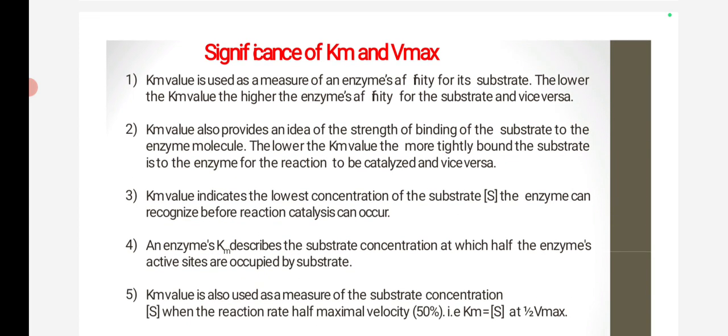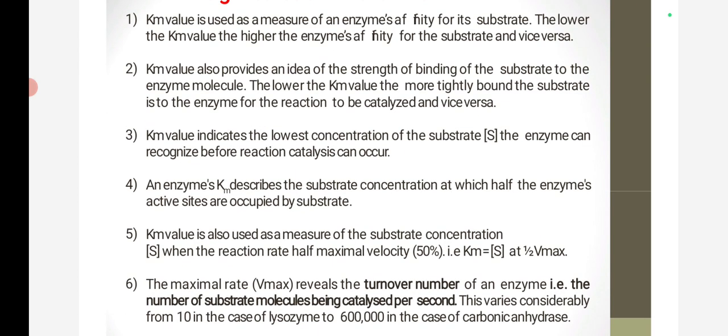Next, move on to the significance of Km and Vmax. The Km value is used as a measure of an enzyme's affinity for its substrate. The lower the Km value, the higher the enzyme's affinity for the substrate, and vice versa. The Km value also provides an idea of the strength of binding of substrate to the enzyme molecule. The lower the Km value, the more tightly bound the substrate is to the enzyme for the reaction to be catalyzed, and vice versa. A low Km value means higher affinity. A high Km value means lower affinity.